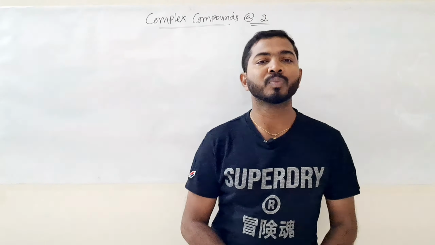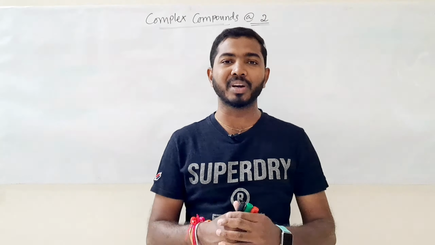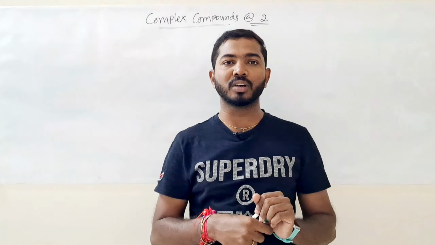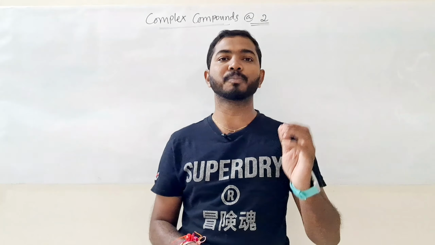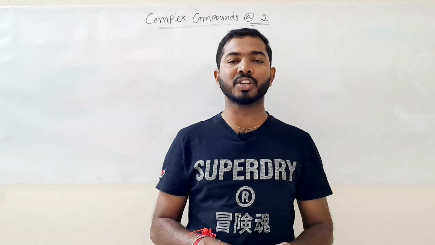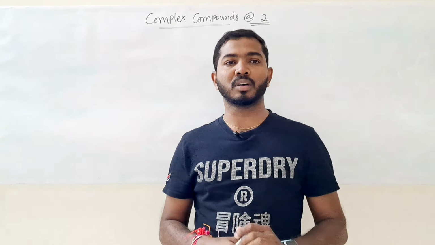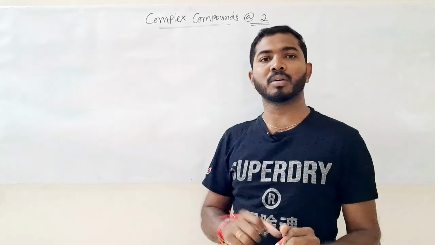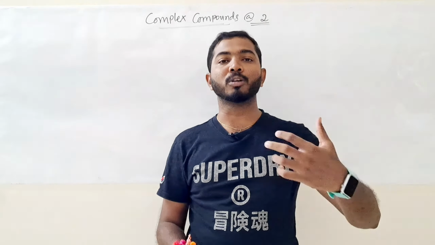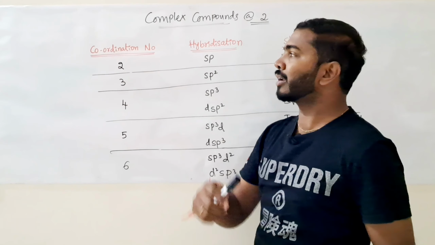In this video, we are going to learn what the possible hybridizations could be for different coordination numbers. In the previous video, I clearly discussed what the coordination number is and how we predict the coordination number for the central metal atom in a given complex. Let us have a deeper understanding of the coordination number and the possible hybridizations. Let's see the possible hybridization and shape with respect to each coordination number.